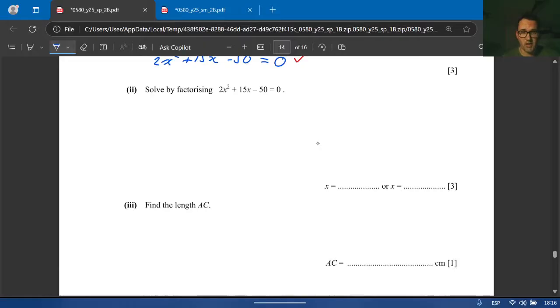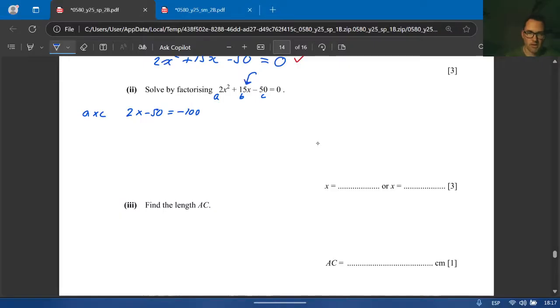So we need to factorize this quadratic equation with a coefficient there that is not 1. Okay, remember, this is the A, this is the B, this is the C. So first thing I'm going to do, I'm going to multiply the A and the C together, which is the 2 and the minus 50. That gives us minus 100. Now we need to think about two numbers. If we multiply them together, we get minus 100. And if we add them, we get 15.